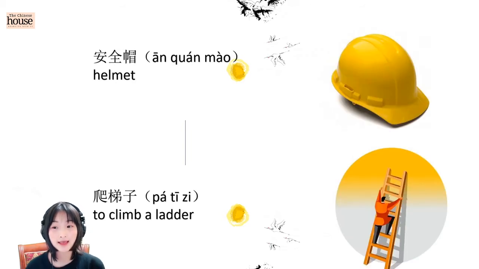And then helmet, 安全帽. These three characters literally mean safety hat. So 安全, we have learned before, it means safety. And 帽 means hat, cap. 安全帽. 安, flat tone, 全, second tone, 帽, fourth tone. Read after me, 安全帽.